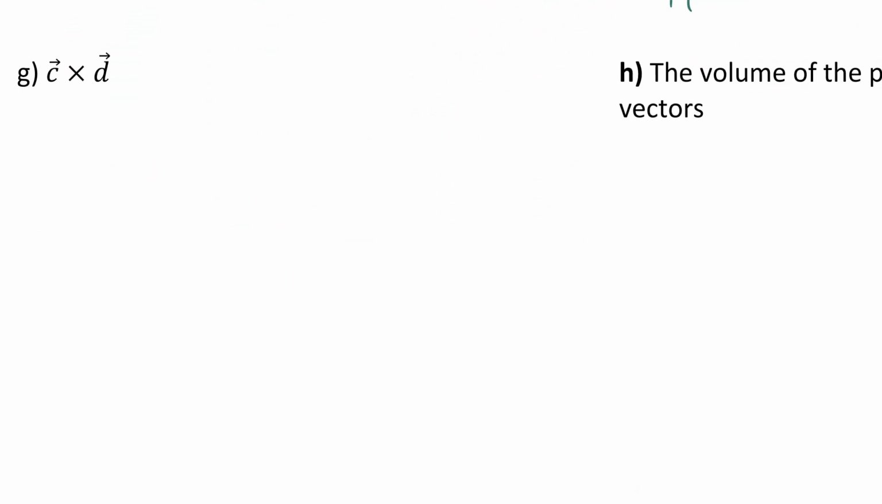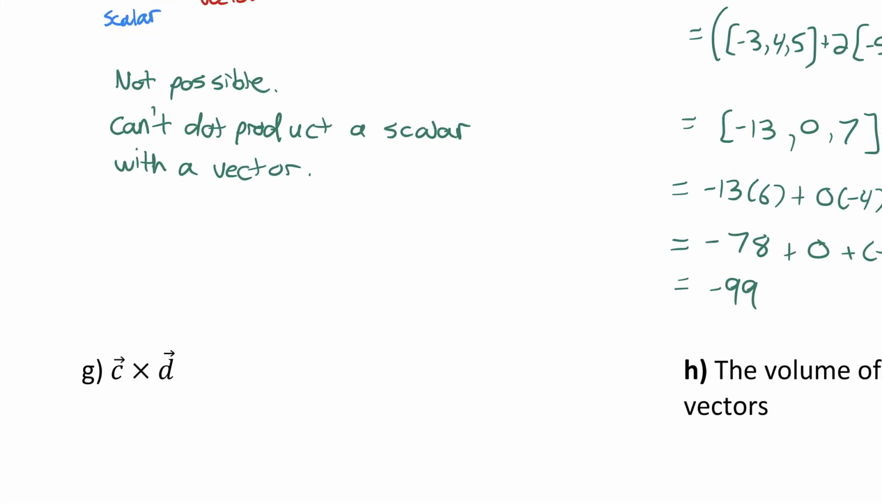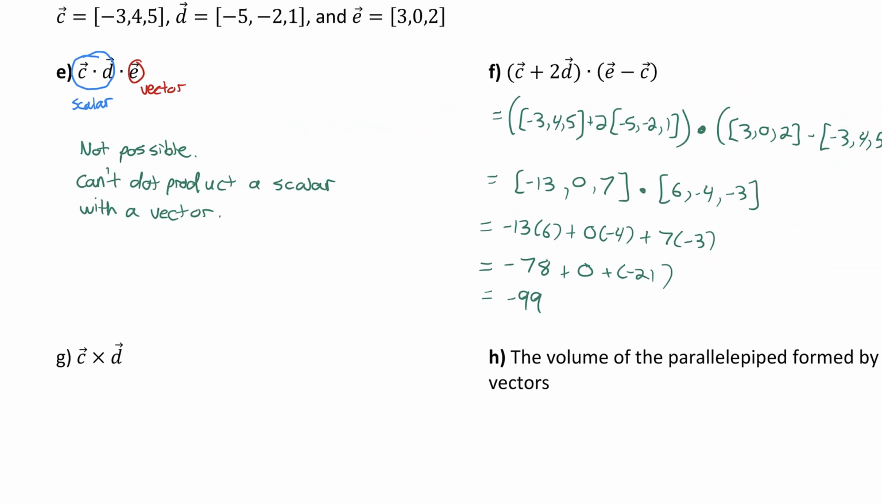G, this is our first cross product. If I'm doing cross product, I want to carefully, underneath vector C, write its components. But I'm going to write it in the order second, third, first, second. So I'm going to write 4, 5, -3, 4. And underneath D, same pattern. So it'll be -2, 1, -5, -2.